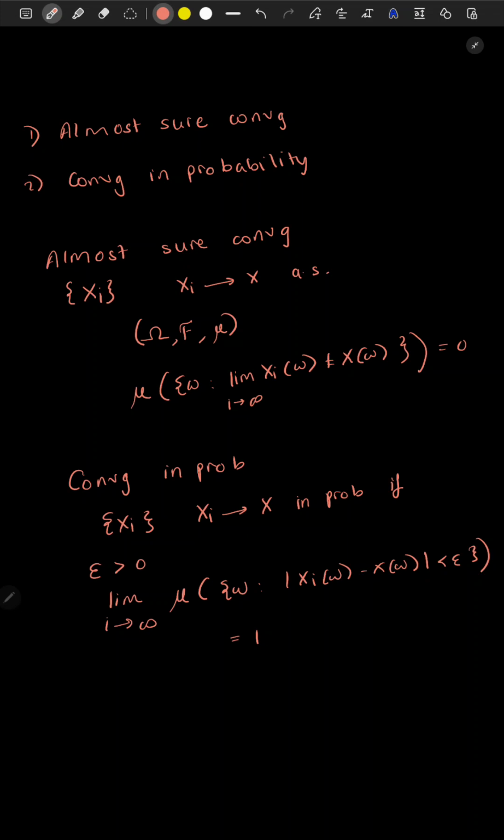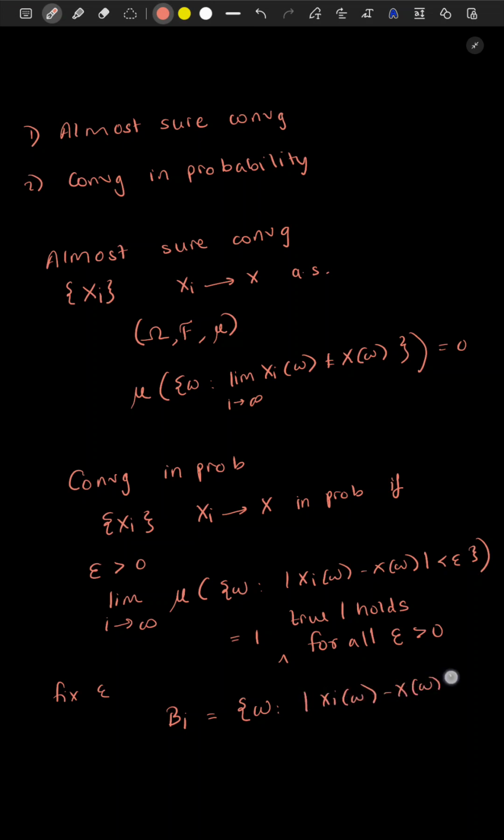So what is this saying? This should be true for all epsilon greater than 0. For fixed epsilon I can think of a set Bi as the set of omega such that the absolute value of Xi(omega) minus X(omega) is less than epsilon. So in some sense it is close enough to X.